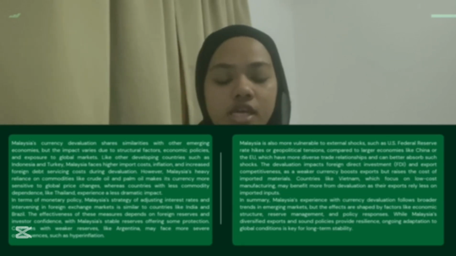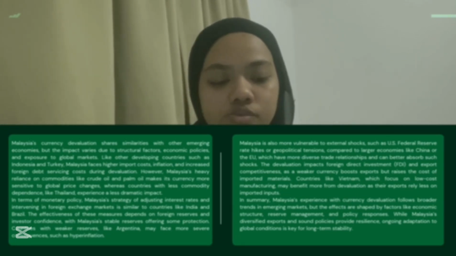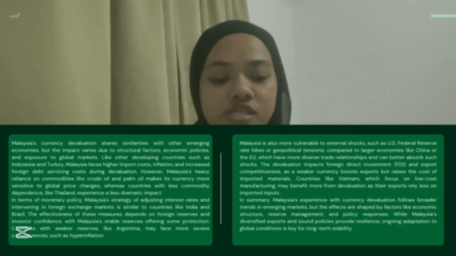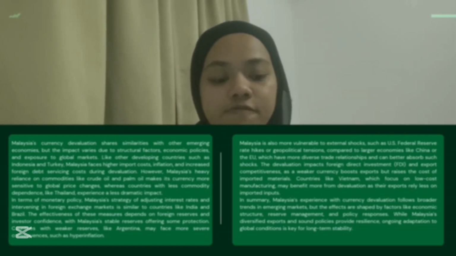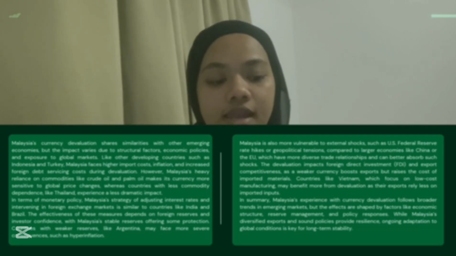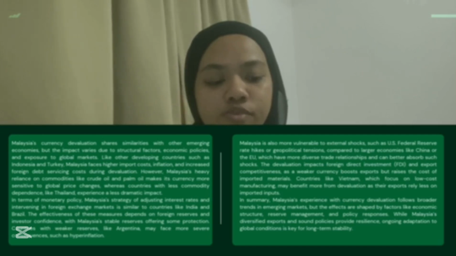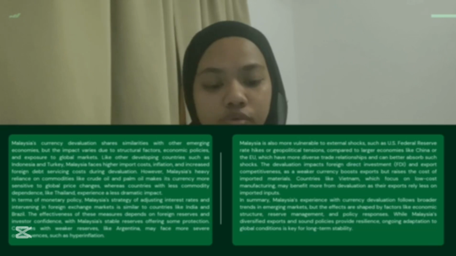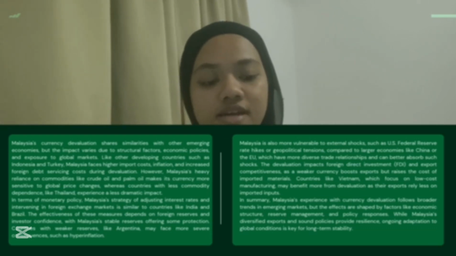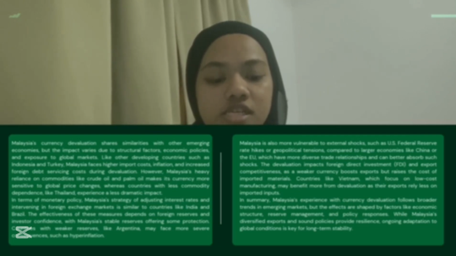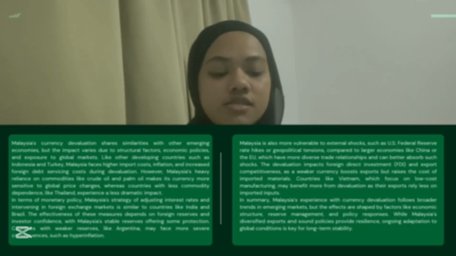So in summary, Malaysia's experience with currency devaluation follows broader trends in emerging markets, but the effects are shaped by factors like economic structure, reserve management and policy responses, while Malaysia's diversified exports and sound policies provide resilience. Ongoing adaptation to global conditions is key for long-term stabilization.